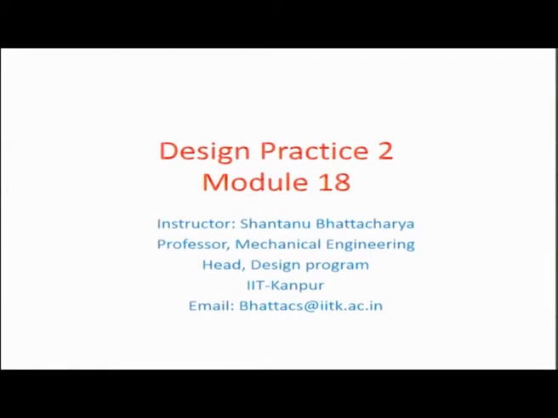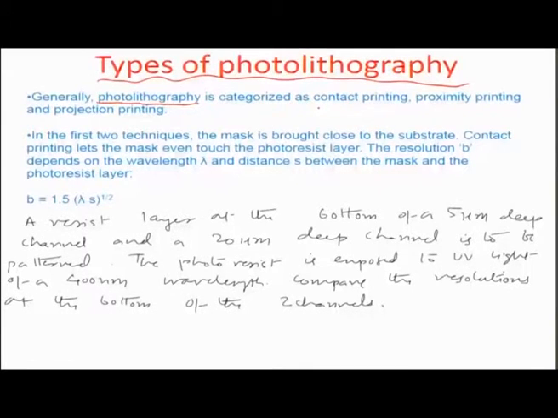We were discussing photolithography, and in the context of that I would like to do some more analysis related to the process. As we already found out, the process of lithography is categorized into 3 different ways of printing. One is contact, another is proximity, and the third one is projection printing. In the first 2 techniques, namely contact and proximity printing, the mask is brought close to the substrate. In the proximity case there is a small gap between the wafer and the mask, and contact printing lets the mask even touch the photoresist layer, which is sometimes detrimental for the resist layer.